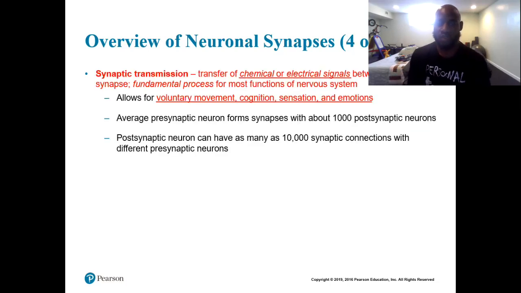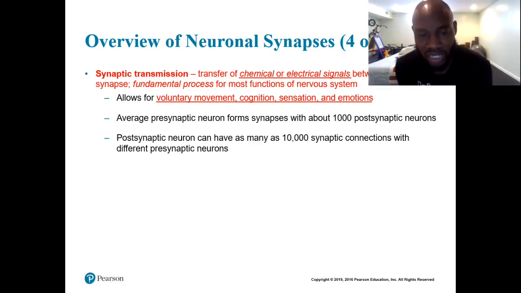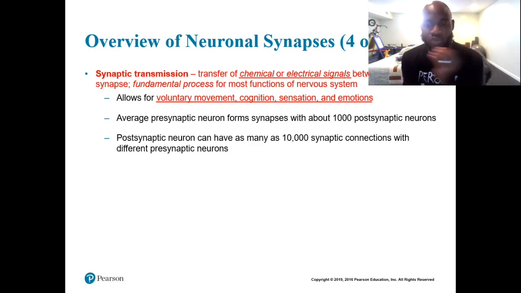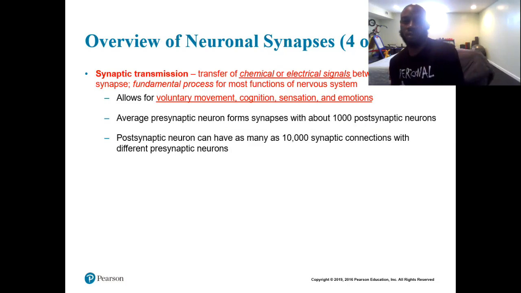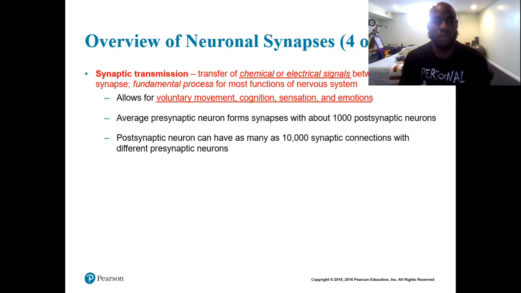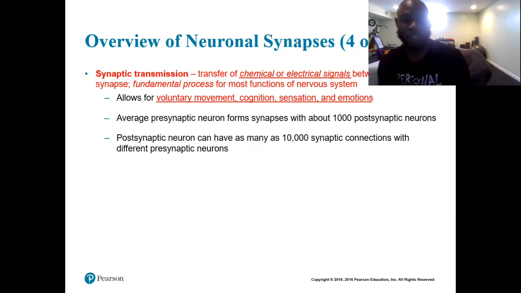Synaptic transmissions, let's go over those. We have a transfer of chemical or electrical signals. You may say, well, we haven't really talked about chemical. We've only talked about the electrical charge going through. But you'll see, it can be chemical or electrical, not just the electrical that we've talked about, between neurons at the synapse. This allows for things like movement, cognition, thinking, sensation, emotions.